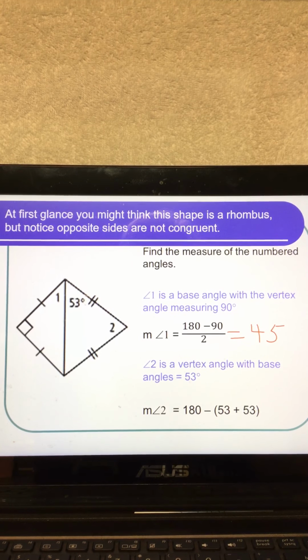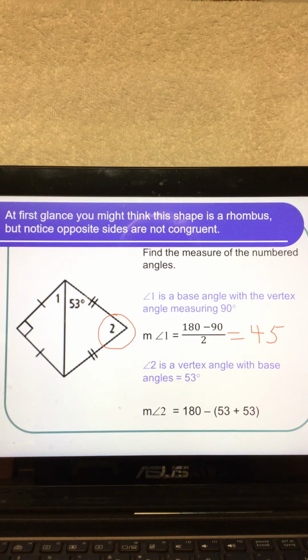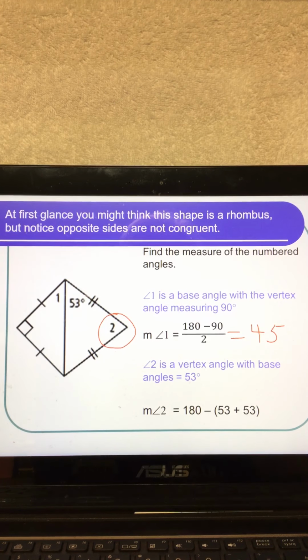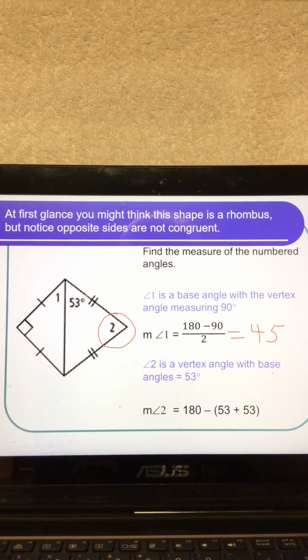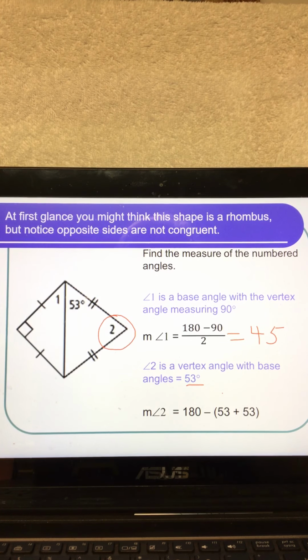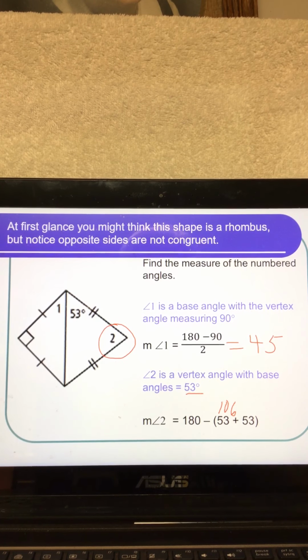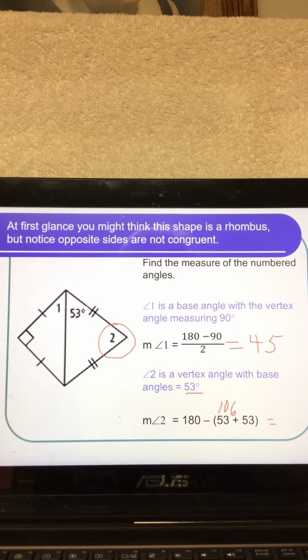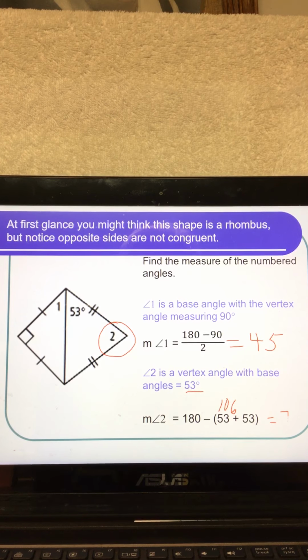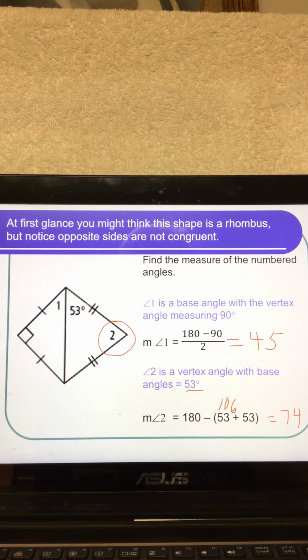And then the measure of angle 2 is in a different situation. This is the vertex angle this time. Angle 2 is the vertex angle with two bases equaling 53. Well, the two bases, if I add those up, would be 106. So that means the measure of angle 2 would have to be 74. So this vertex angle would be 74 with the bases each being 53.